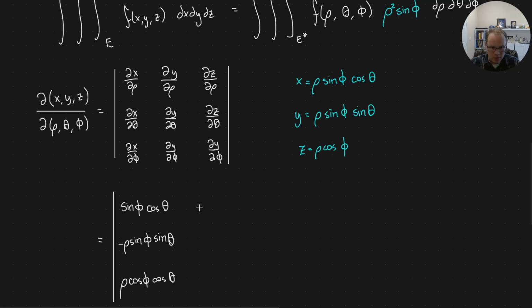Partial derivative of y with respect to rho is sine phi sine theta. With respect to theta is sine phi cosine theta. And with respect to phi would be rho cosine phi sine theta. And one more, partial derivative of z with respect to rho is cosine phi. With respect to theta, there are no thetas in this expression, so it's just 0. And with respect to phi, I get negative rho sine phi.